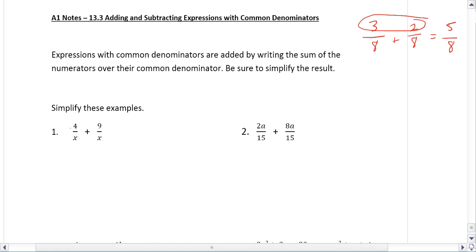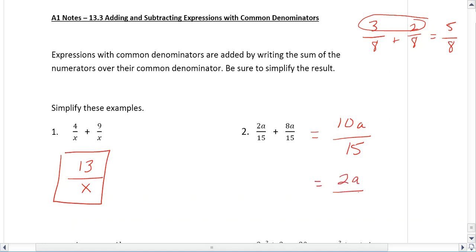Example 1, go ahead and just add the 4 and the 9 to get 13 and leave the denominator alone. If it's possible, we do simplify this fraction, but that is already simplified. Example 2, go ahead and add 2a plus 8a would give us 10a, and the denominator remains 15. Here we can reduce the 10/15ths, just like we always have. They have a common factor of 5. Therefore, we end up with 2a over 3 as our simplified answer.